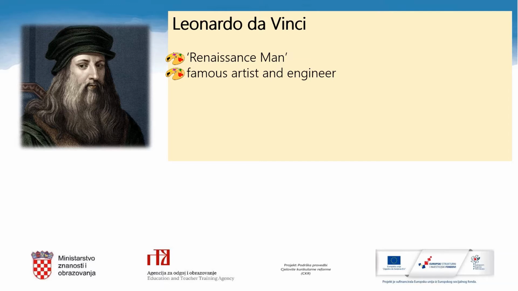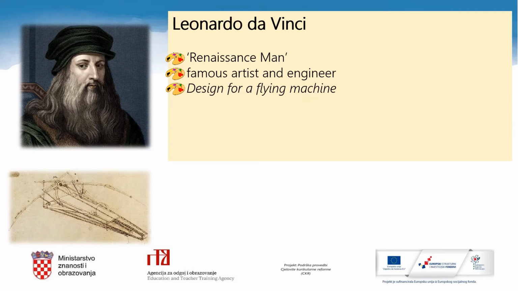He made many plans, but these plans were limited by the level of technology at the time. He was very interested in flight, so he used to watch birds for hours and hours, and he made a design for a flying machine. This flying machine had wings like a bird and pedals like a bicycle.